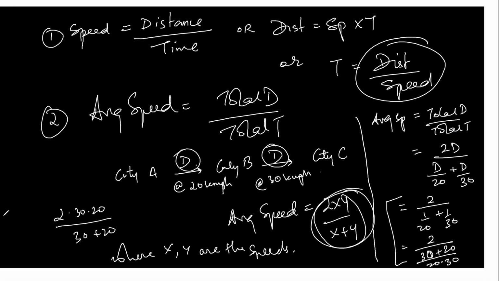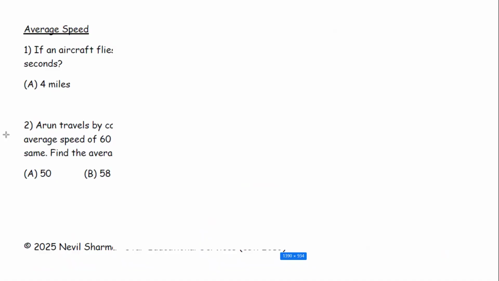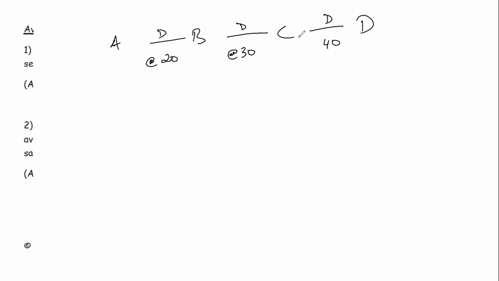Similarly, if you have city A, B, C, D. So out here, let's say the distances are the same and the speeds are 20, 30, 40. These are the speeds, right? Then what is the average speed?